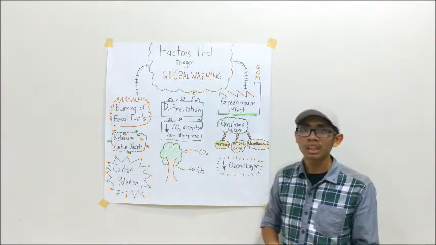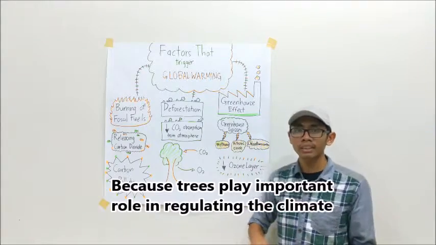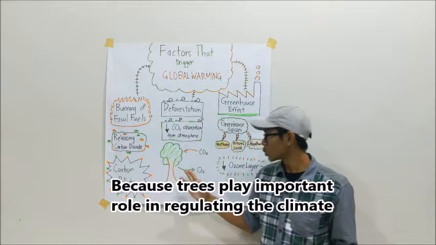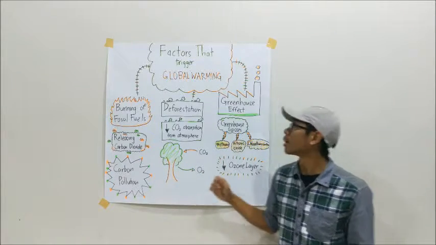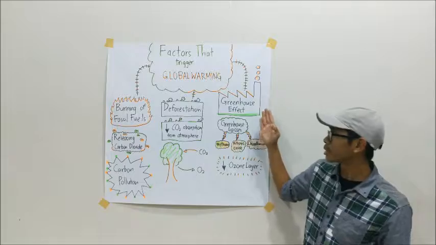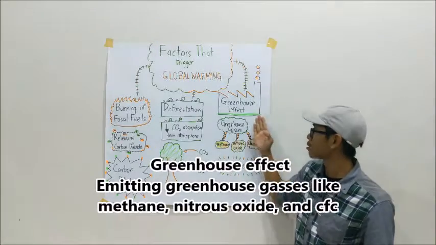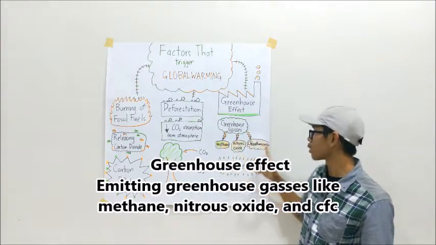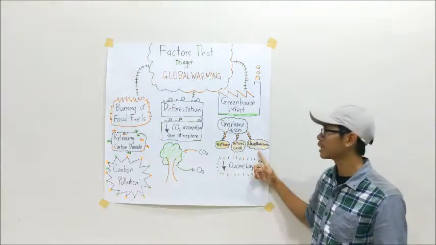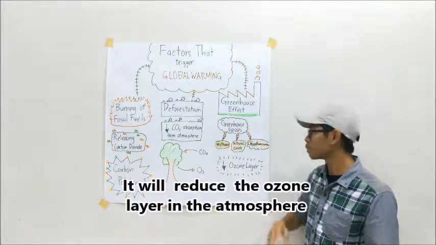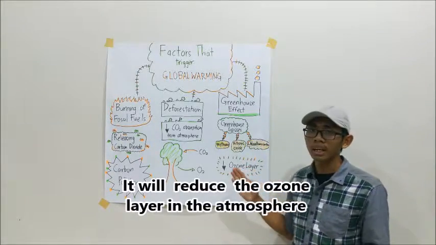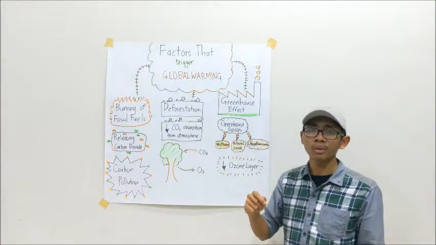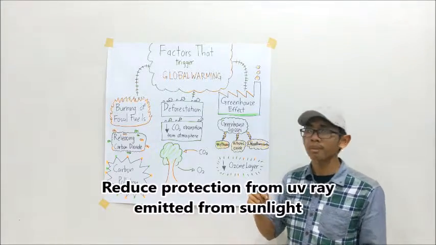because plants and trees play an important role in regulating the climate by absorbing CO2 and releasing oxygen gas. For the third factor, which is the greenhouse effect. The greenhouse effect occurs when greenhouse gases like methane, nitrous oxide and chlorofluorocarbon, also known as CFC, are emitted into the atmosphere, that eventually will reduce the ozone layer in the atmosphere, or reduce the protection from UV rays that come from the sunlight.